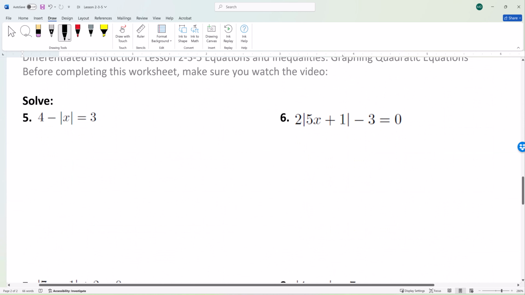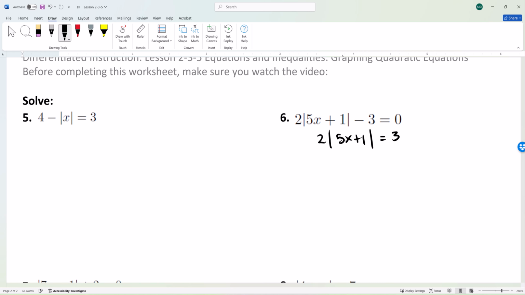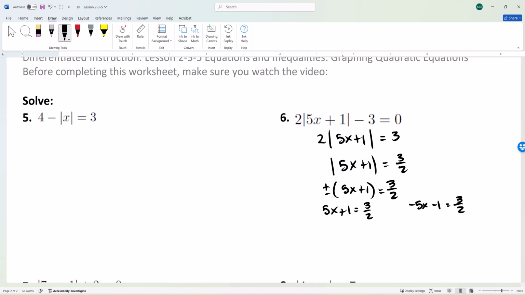Solving absolute values. So it's usually helpful to get the absolute value part by itself. So add 3. Divide both sides by 2. Now I can do the plus or minus. So I get positive 5x plus 1 equals 3 halves. And then I get negative 5x minus 1 equals 3 halves. I distributed the negative.